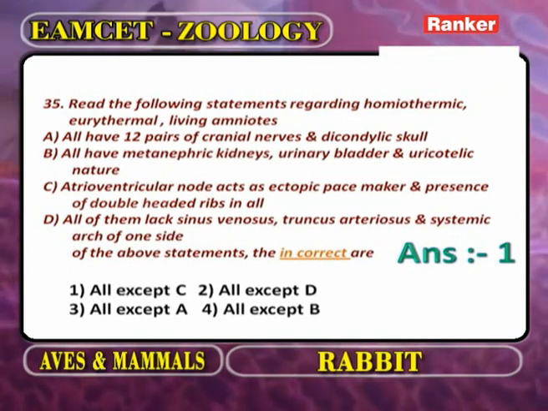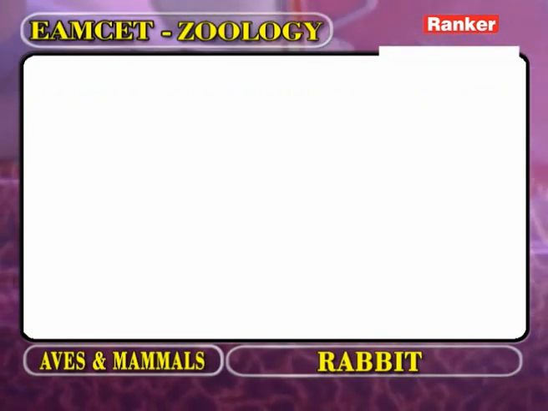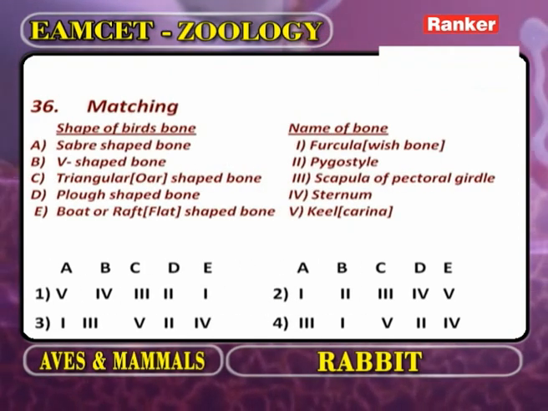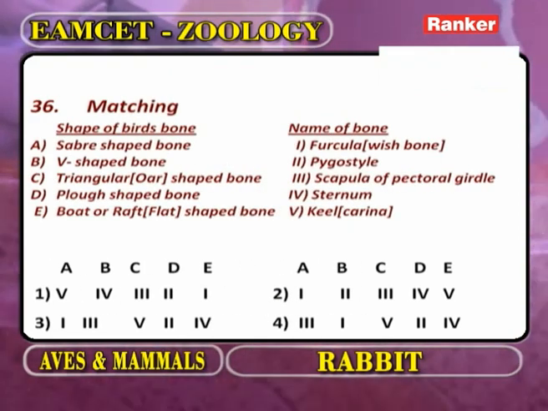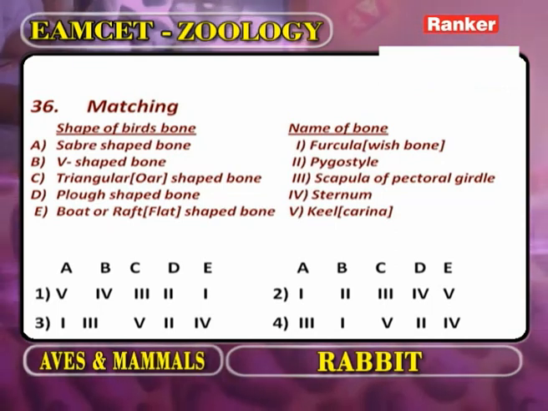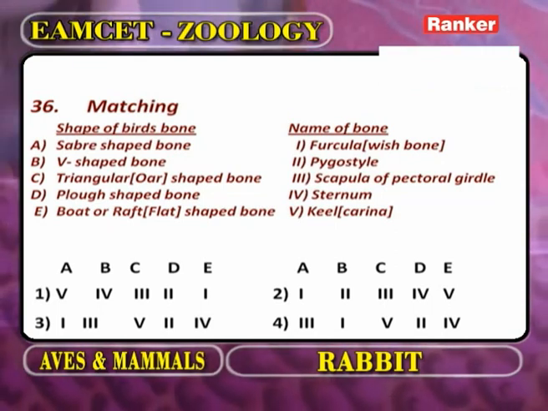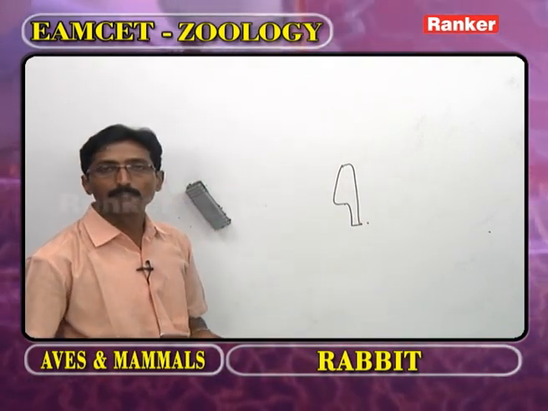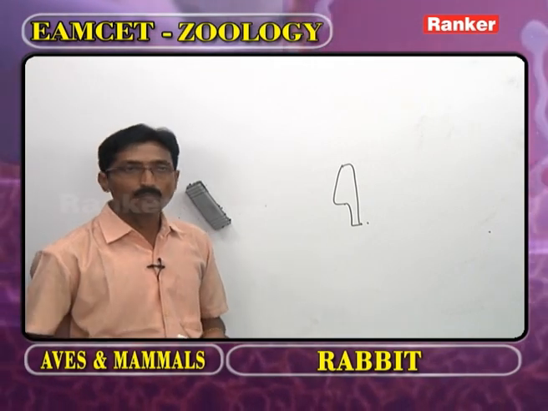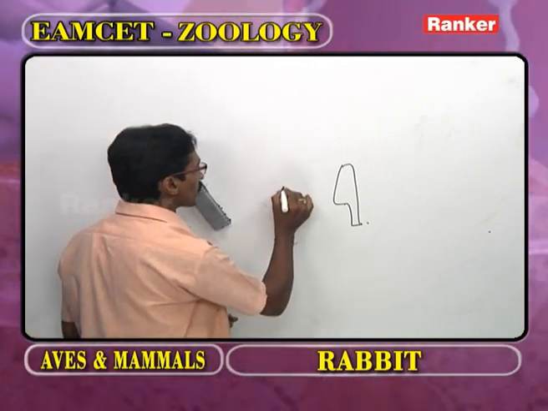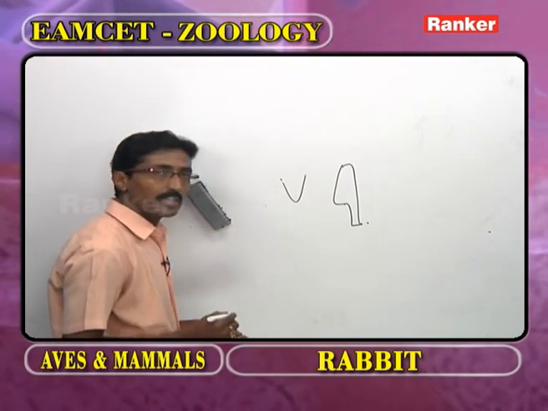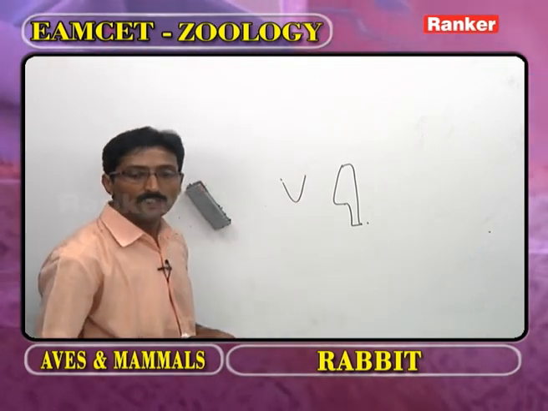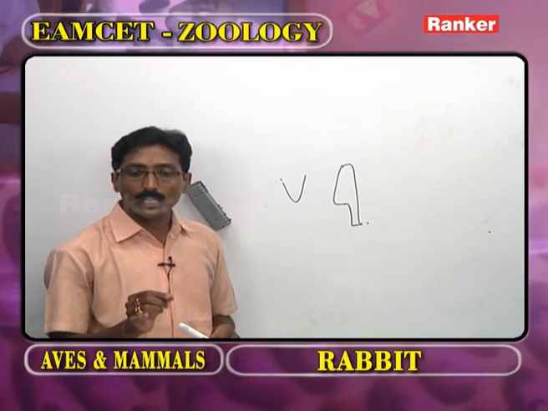Regarding the matching, shape of the bird's bone. Sabre-shaped bone. What is the sabre-shaped bone? In the meat shop, we use this type of knife. That is the shape of a sabre-shaped bone. V-shaped bone. The clavicles are united to form a V-shaped bone. That we call the furcula. Now, triangular or oar-shaped bone, plough-shaped bone, boat or raft-shaped bone.